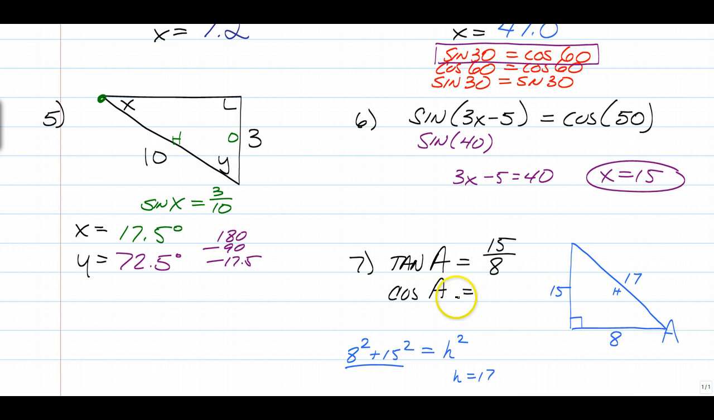So the cosine is adjacent over hypotenuse, so your cosine is 8 over 17.